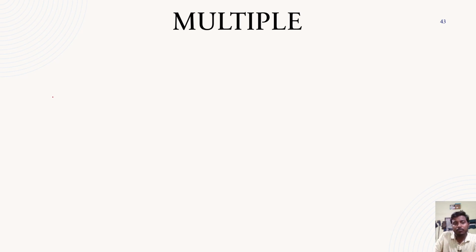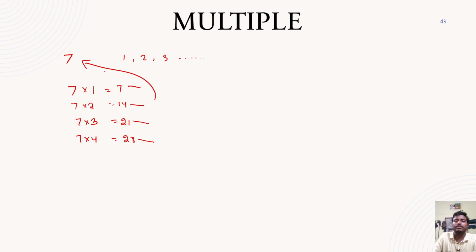Do you know what is a multiple? Suppose we have a number and we multiply it by 1, 2, 3, etc., then the numbers we get are called the multiples of that number. Suppose a number is 7. 7 multiplied by 1 is 7. 7 multiplied by 2 is 14. 7 multiplied by 3 is 21. 7 multiplied by 4 is 28. This means 7, 14, 21 and 28 are multiples of 7.